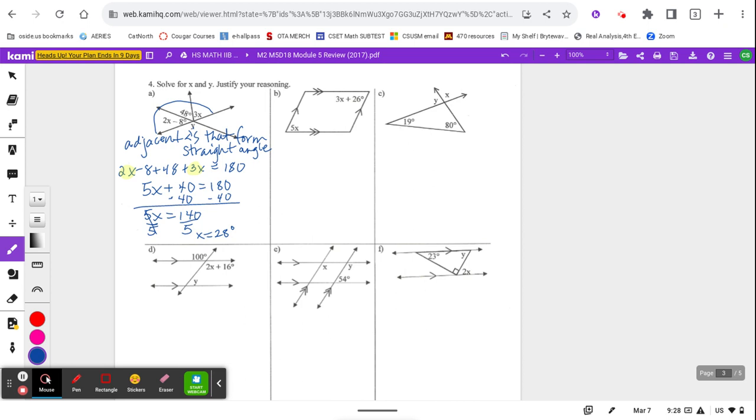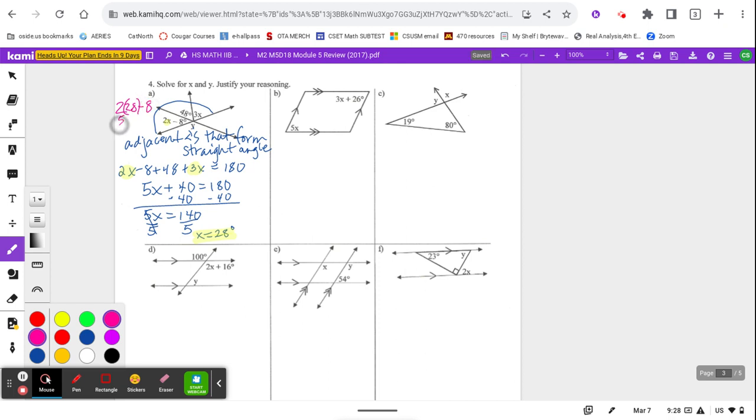So now I'm looking at the y, and I have two options for solving this. It's possible for me to do vertical angles here, or it's possible for me to do a linear pair. So if I take that x equals 28, I could plug that back in here for x. And 2 times 28 minus 8, whatever that gives me for this angle, is going to be a linear pair to the y. So I'm going to say 2 times 28 minus 8.